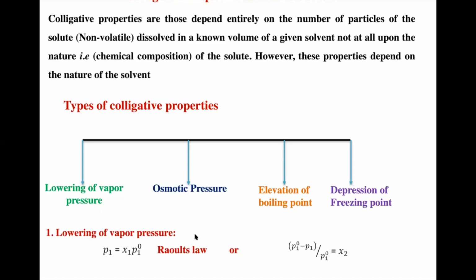When we derive the mathematical equation for the lowering of vapor pressure, we get the final equation P1 is equal to X1 P1 naught, which is also known as Raoult's law. I hope all of you are familiar with Raoult's law of vapor pressure lowering. You can also write this equation as P1 naught minus P1 divided by P1 naught is equal to X2, where X2 is the mole fraction, P1 naught minus P1 is called the lowering of vapor pressure, and the whole P1 naught minus P1 divided by P1 naught is called the relative lowering of vapor pressure.